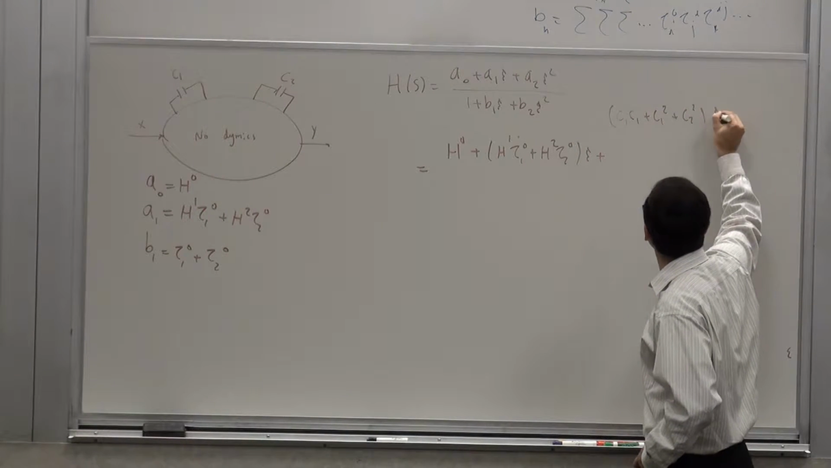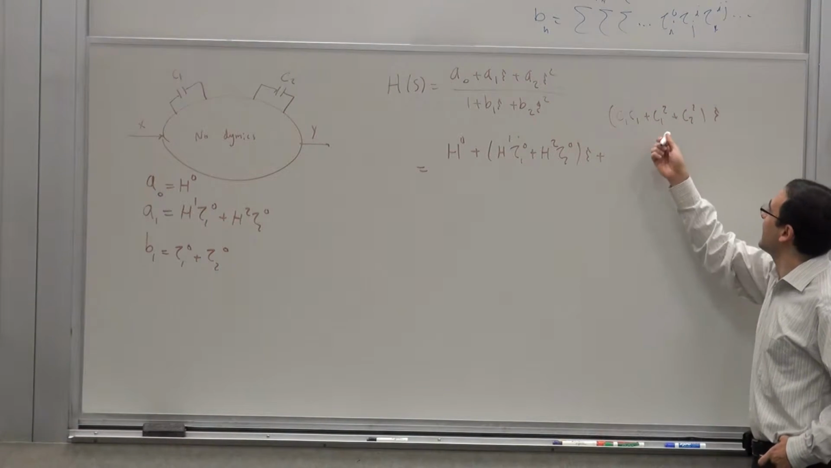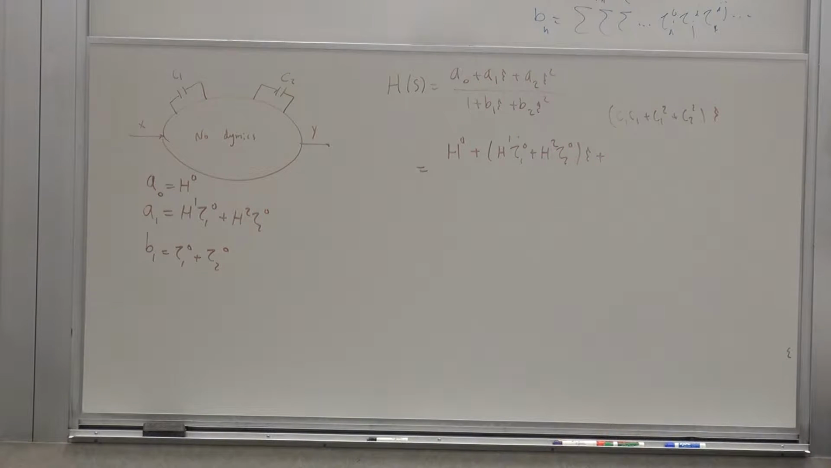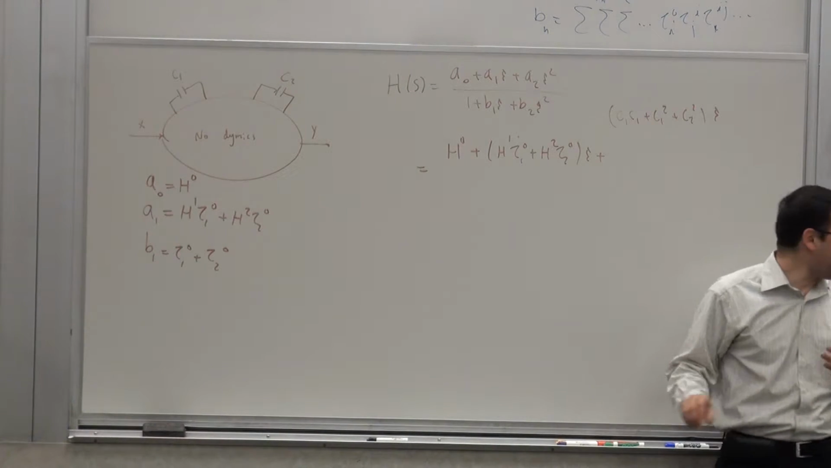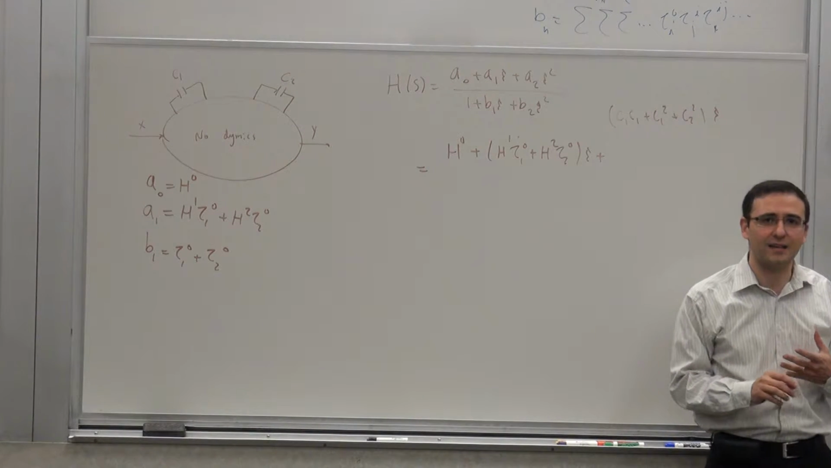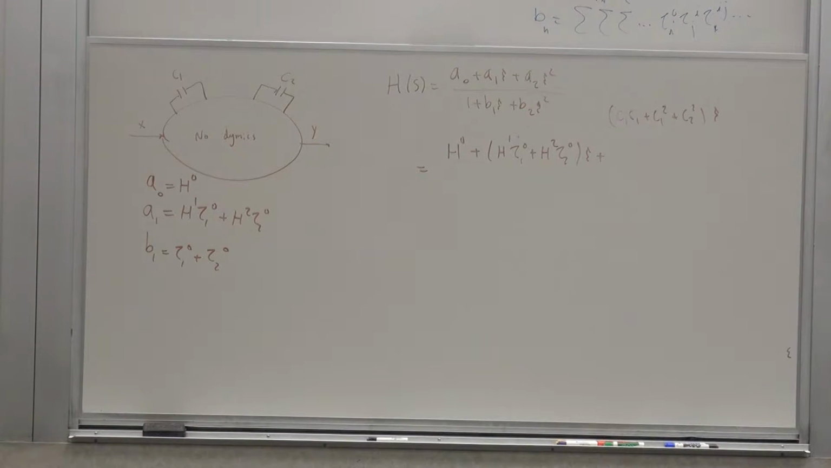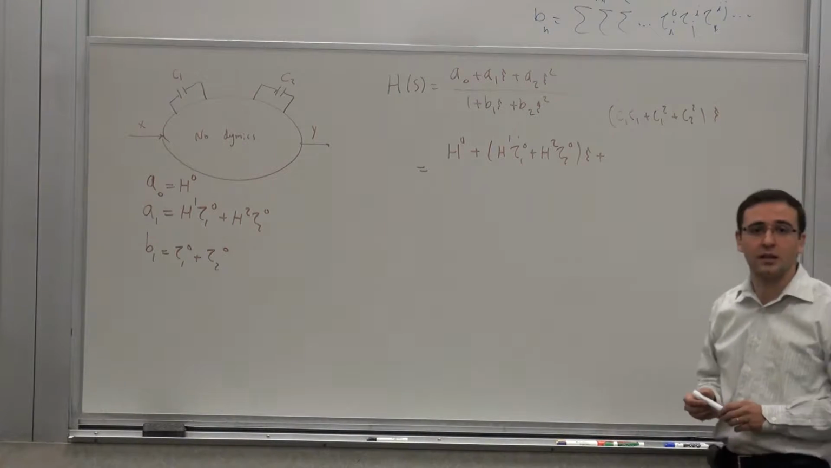So I could have all three of these. But I argue that you can't have either of those two, only the first one. Why? Because when I wrote this down, I didn't make any assumption or statement about what the values of C1 and C2 are. So this has to be valid for any value of C1 and C2, including 0 and infinity.